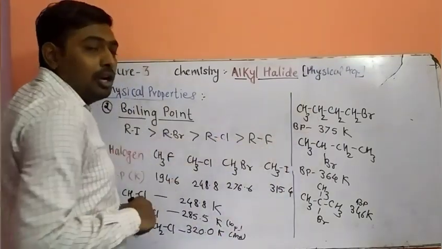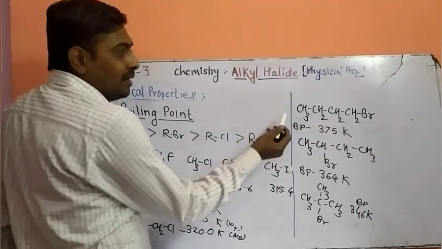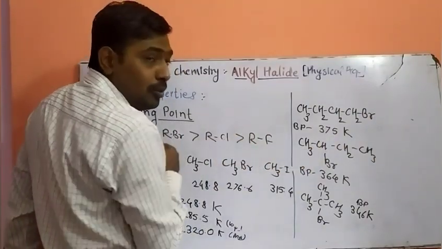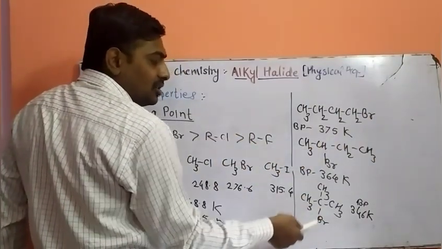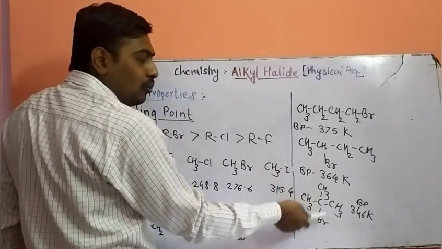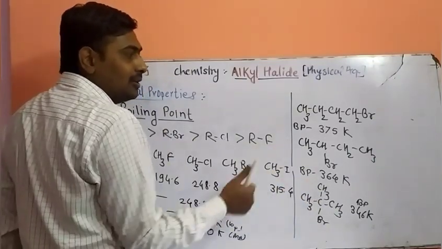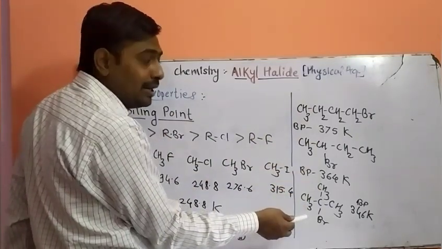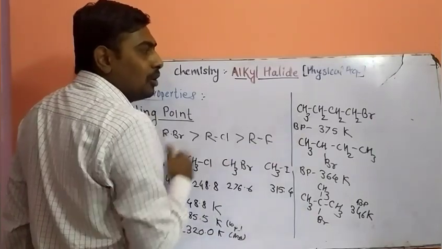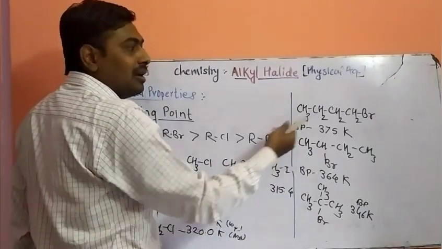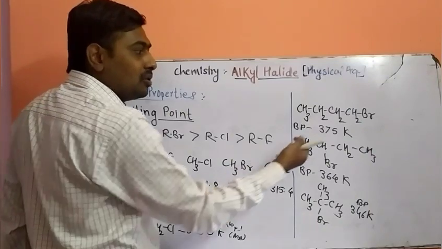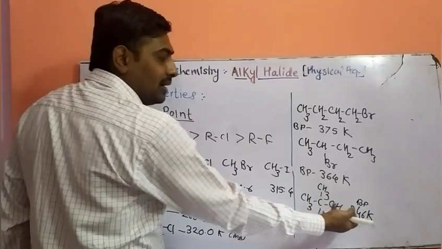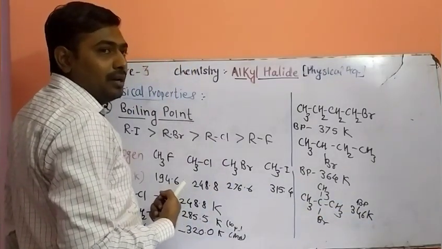With respect to molecular size and surface area, consider 1-bromobutane, 2-bromobutane and the tertiary one, that is 2-methyl-2-bromopropane. So these are three molecules. Out of these three, the last molecule has the least surface area, so it requires less energy to break. The first molecule has the highest surface area, so it requires higher energy to break the compound. So the boiling points are 375, 364 and 346.